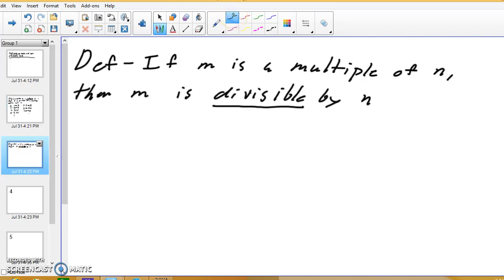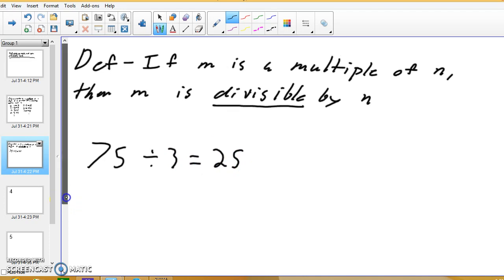So then why do we care what multiples are? Well, then we're able to know what it means for a number to be divisible. So if m is a multiple of n, then m is divisible by n. So let's take one of those examples from last time. We said that 75 is a multiple of 3. So because of this, since 75 is a multiple of 3, then 75 is divisible by 3. And we know that number is 25.